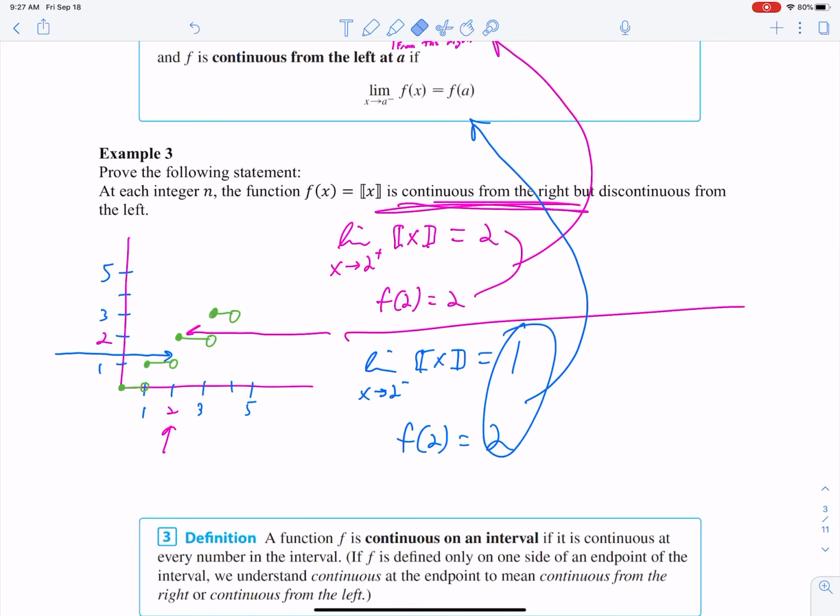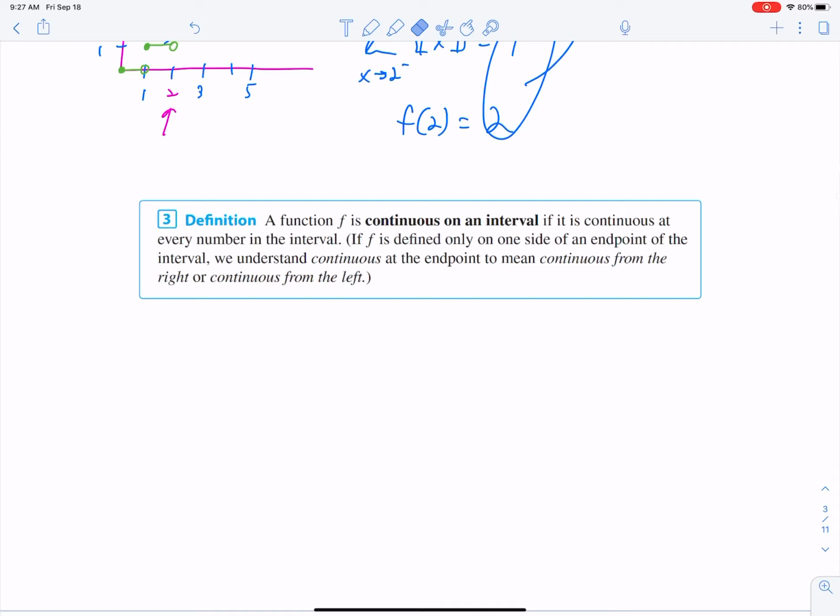Okay? All right. So number 3, a function f is continuous on an interval, and as we keep talking about, that interval is an interval of x values, if it is continuous at every number in the interval. Well, kind of duh, right? Makes sense. But of course we've got to use some math to figure this stuff out. If f is defined only on one side of an endpoint of the interval, we understand continuous at the endpoint to mean continuous from the right or continuous from the left. Because on an interval of values, you've got endpoints, so you can't say it's continuous outside the endpoints because you don't have any values there.